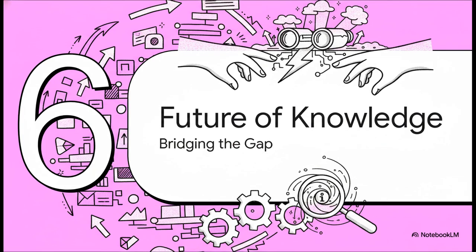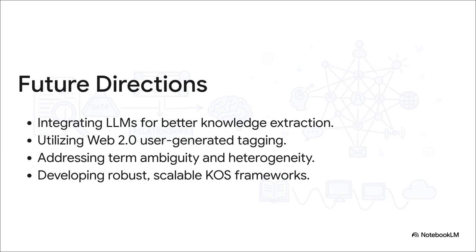Finally, let's look at Section 6. The future of knowledge. We are entering an era of unprecedented human-AI collaboration in information retrieval. The crucial takeaway here is this: the future is all about bridging the gap between theoretical semantic richness and practical usability. And how do we do that?